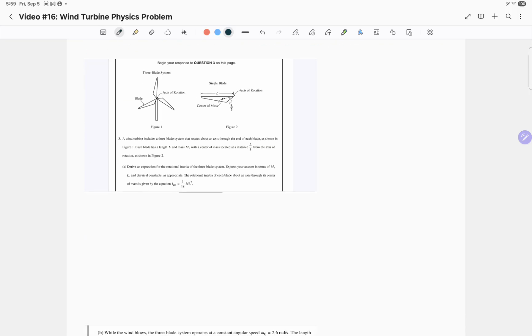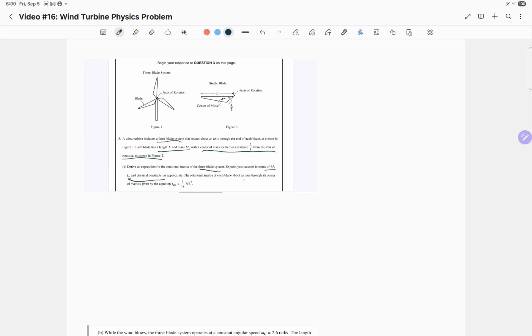Question 3. A wind turbine includes a 3-blade system. It's important, there's 3 blades, as you typically see on wind turbines, that rotates about an axis through the end of each blade, as shown in figure 1. Each blade has length L and mass M, with center of mass located at distance L/3 from the axis of rotation, as shown in figure 2. Derive an expression for the rotational inertia of the 3-blade system, in terms of M, L, and physical constants as appropriate.